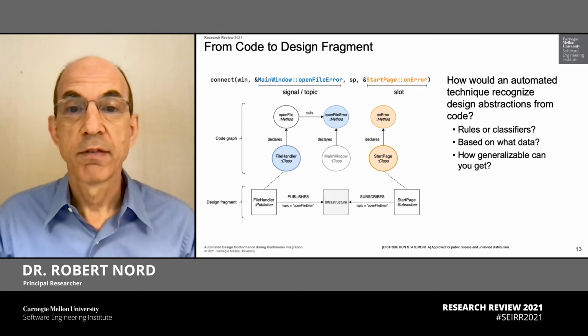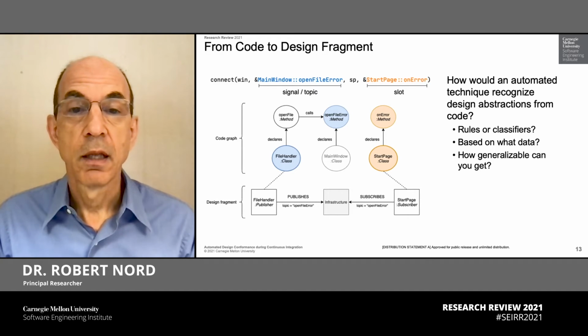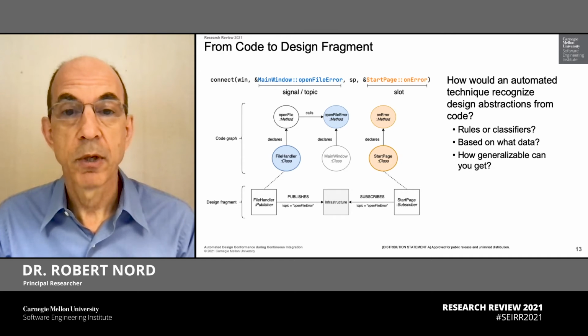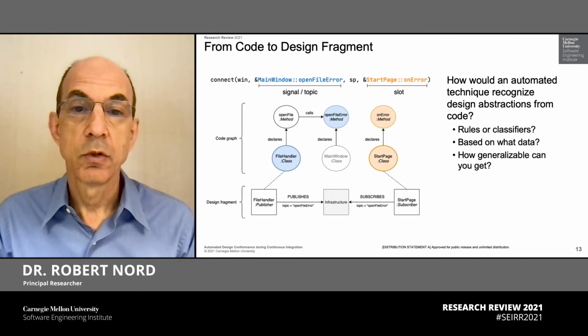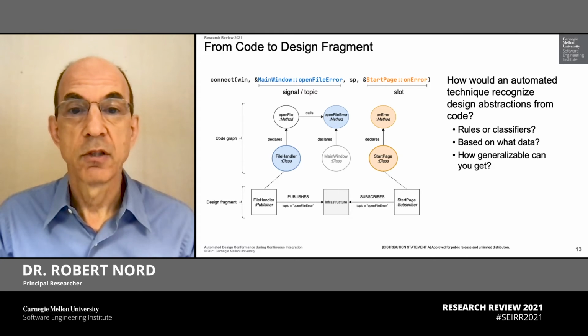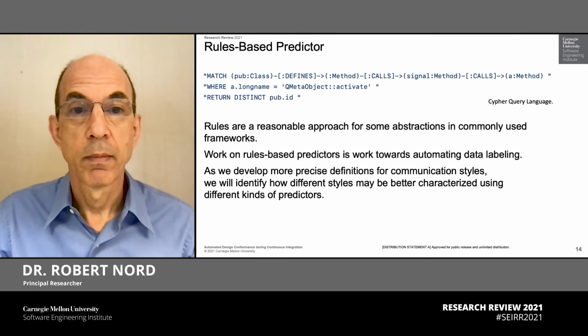Given such a code graph, how would an automated technique recognize indicators of important design properties exhibited by publishers and subscribers? Would it use rules or classifiers? What data would be needed? And how generalizable would it get?